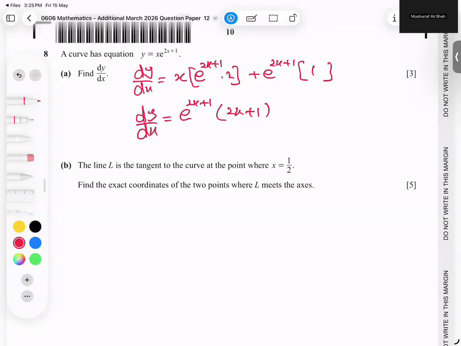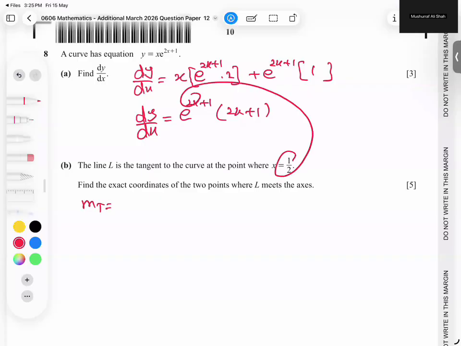And what he's asking further: L is a tangent to the curve at this point. The x is given and y is not given, because I'm looking for the equation of the tangent, and to find the exact coordinates of the 2 points where the tangent meets the axes. Okay, first of all, job number 1. I will plug in this half into this one, so I will get the gradient of the tangent. And that is so simple.